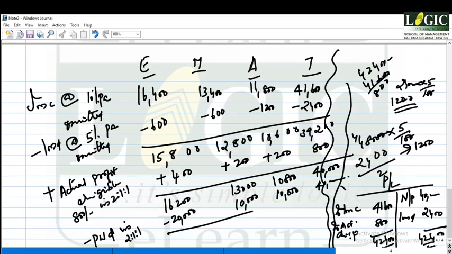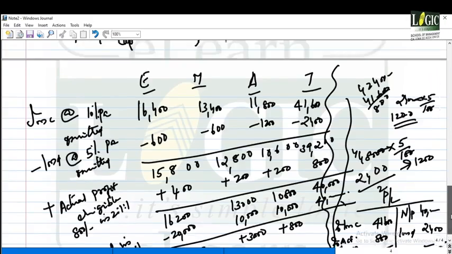Now what is the final setup? This man is running short of 3,800. This man has excess of 3,000. This man has excess of 800. So how will you draft the journal entry?